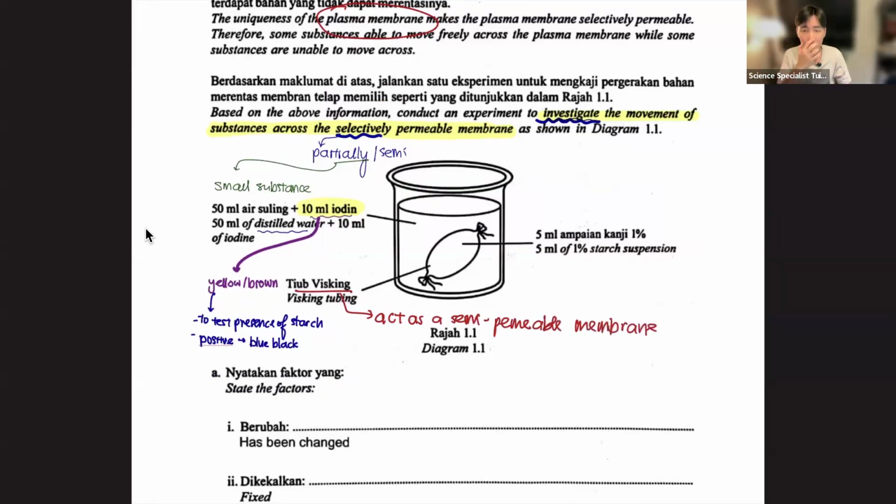So acting as a semi-permeable membrane means there are things that can go through the Visking tubing. Water can pass through. Big substances cannot pass through. There are some small substances that can pass through. Big substances cannot pass through. All right. So what they put in a Visking tubing, if you need to do it, the Visking tubing is slippery.